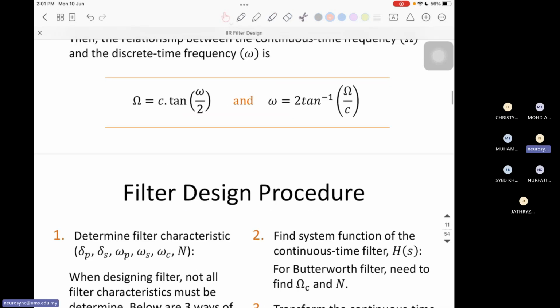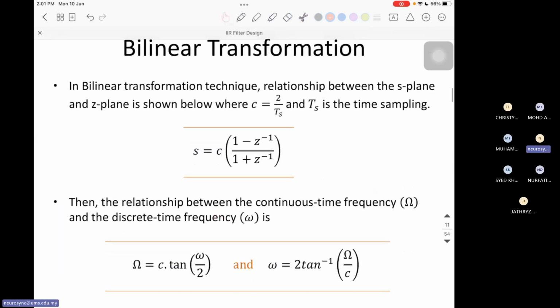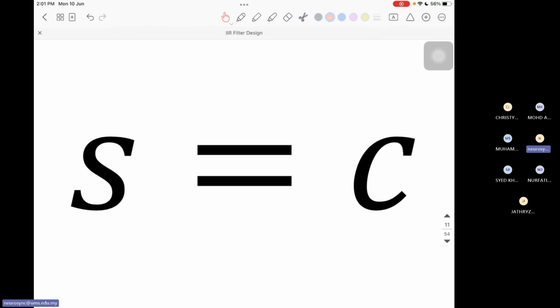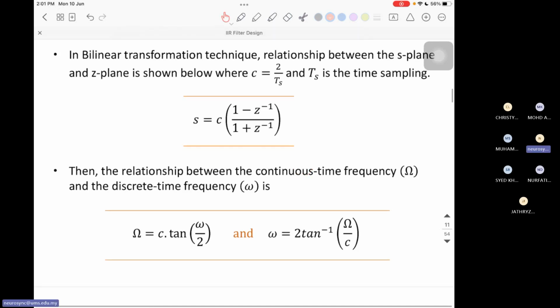So in case of bilinear transformation, it is very important to know how to get the transformation from the S plane to the Z plane. S is nothing but C into 1 minus Z inverse divided by 1 plus Z inverse, and the frequency is also related in terms of C. The capital omega is equal to C times tan of omega by 2, and the discrete omega is equal to 2 into tan inverse of capital omega by C, where C is 2 divided by Ts, the sampling time.